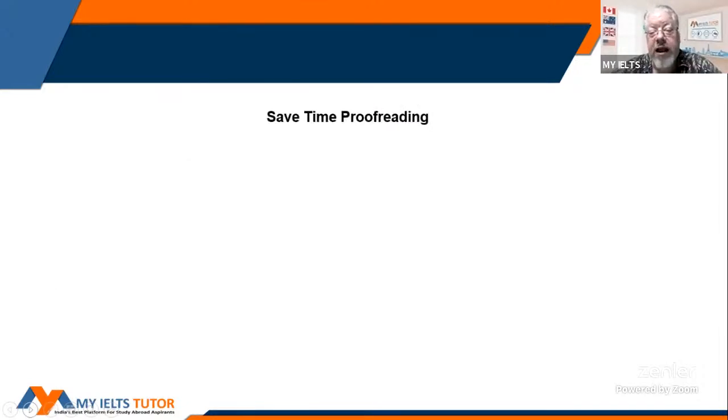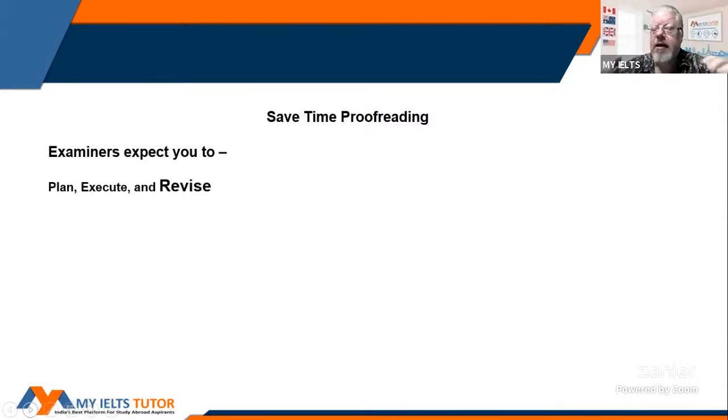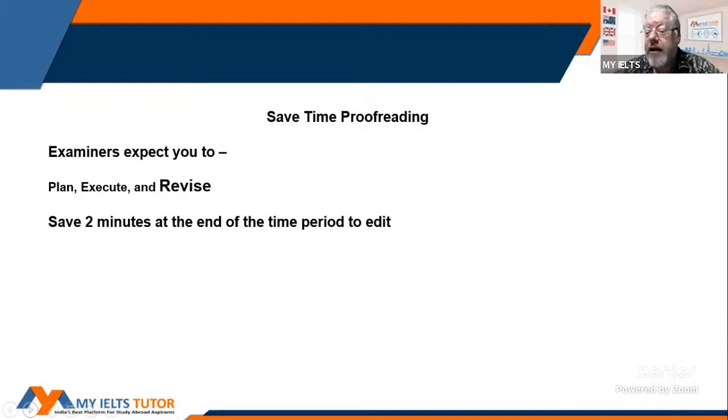All right. Now, our final tip is save time for proofreading, and this is important. Examiners expect you to do the following: plan, execute. Plan, and we talked about planning. Execute means to actually write. So plan, write, and revise. They expect you to spend some time revising your work at the end. So you want to save 2 minutes at the end of the time period to edit your work. Now, if you finish early, and it is possible to finish early, use the remaining time for editing, because then you can really eliminate a lot of errors.